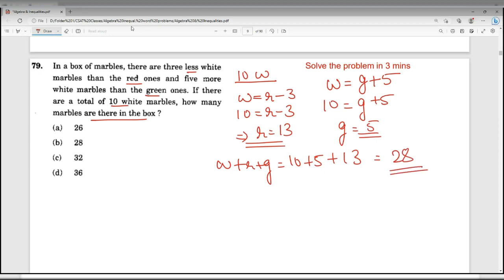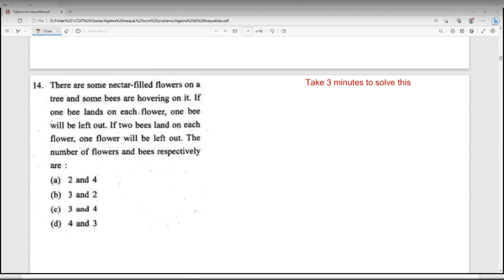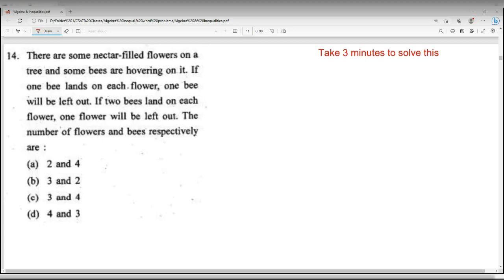I hope this is clear. If you have any kind of doubt in this question, please ask. Okay, now we'll move to the next question. Take 3 minutes to solve this. Yeah, it's time. Please select the answer choices that you have got. 57% have got C and 43% have got option B. Nobody has got option A or option D. So we'll see how to go about this question here.